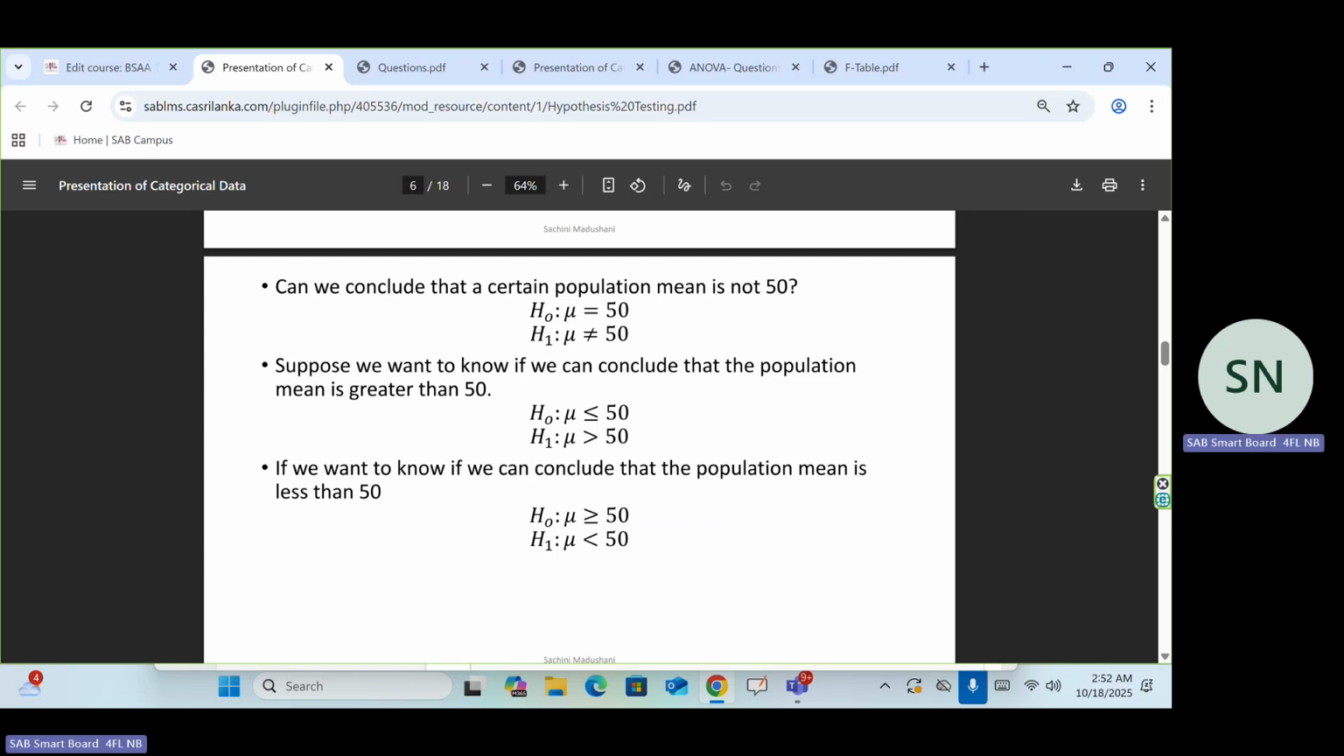Understood? Then third one. If we want to know if we can conclude that the population mean is less than to the 50. This is our claim. Mean value less than to the 50. H1, your alternative one. Then what is the null hypothesis? H naught is greater than or equal to the 50. Understood? It's clear. තේරුණාද H naught H1 කියන එක?